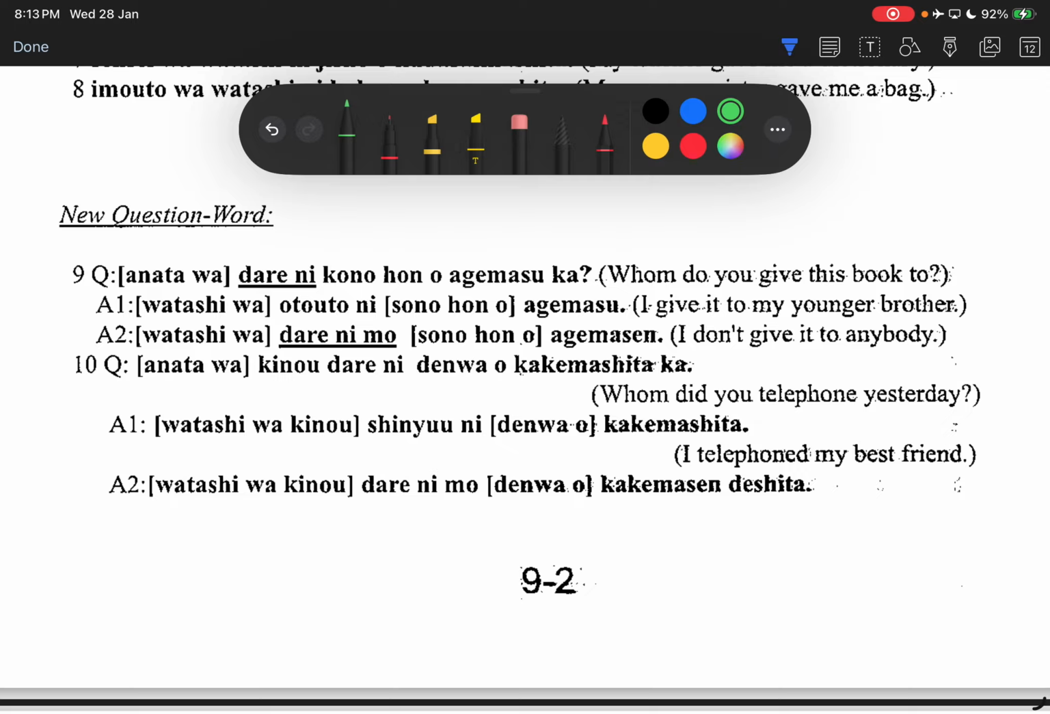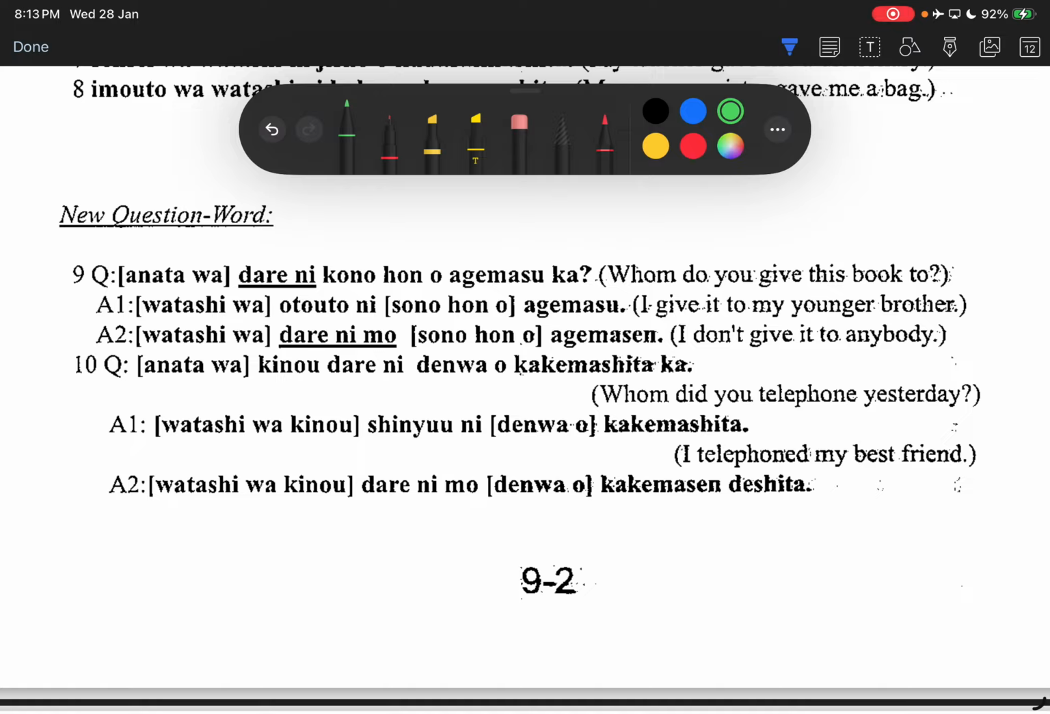So remember just now I said denwa o kakemasu means call to, right? Call to someone. Make a phone call to someone. So of course this is call to. We will just substitute it with agemasu. Agemasu is give to. So both are the same kind of direction. I give to, I call to. So kino dare ni denwa o kakemashita ka?